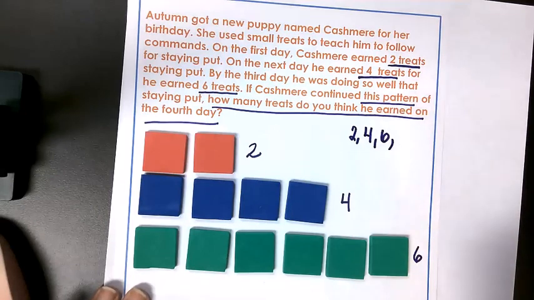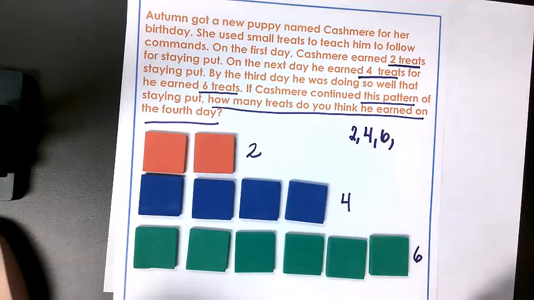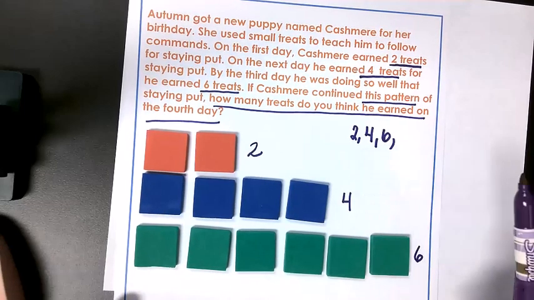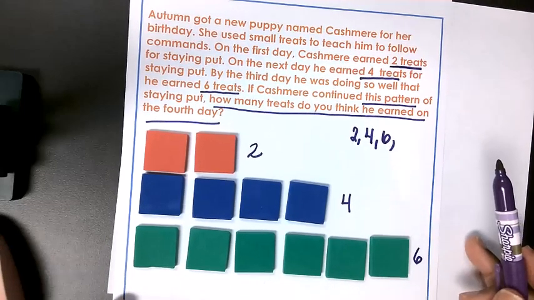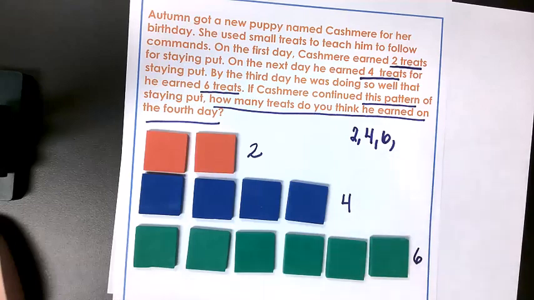You're going to have some students who automatically notice that the numbers are even numbers. Some students may notice that, and they may say, oh, I know what it is. It's all right. So we want the students to be able to notice the pattern that is being created.